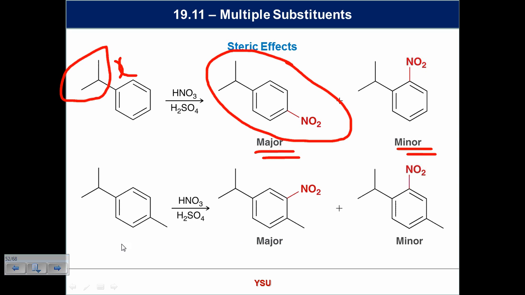Now at the bottom, we have a competition. We have two activating groups, and the activating properties of these things will be quite similar. They're not that different. Isopropyl group versus a methyl group. And you can see now that the major is this. Why? Steric environment. The ortho positions next to the isopropyl group are certainly more crowded than the ortho positions next to the methyl group, and so the methyl group will win. And it will go ortho to the methyl, and it will avoid, if it can, the isopropyl group.